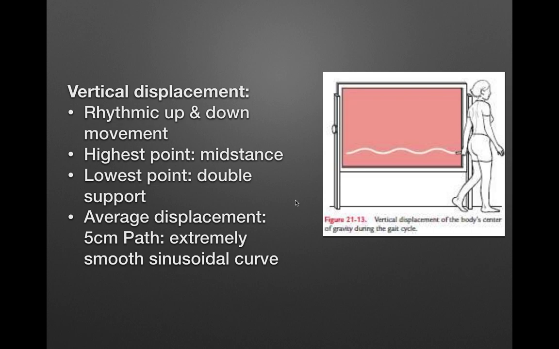Average displacement of COG is 5 cm up or down. The curve we get due to the two legs in opposite phase, one in stance, one in swing, the COG curve we get because of this is a smooth sinusoidal curve.